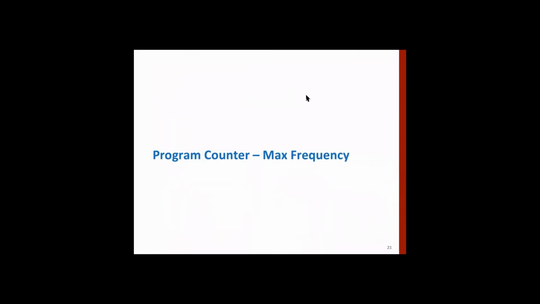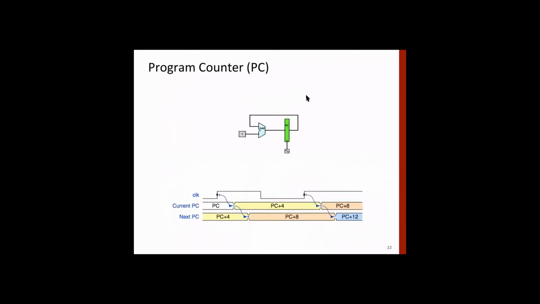All right, so let's look at a very simple example of a program counter. It's very simple, right? So the clock is here, then the current value of PC, and there's a next value of PC, right? So what is the current value? This is the current value of the PC.